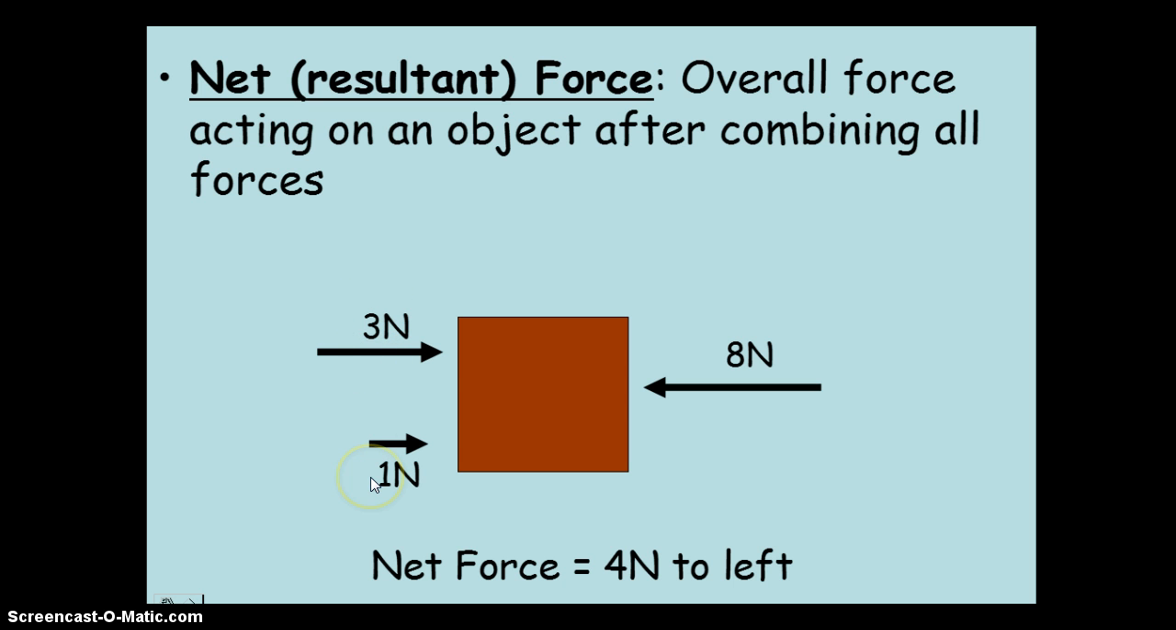3 plus 1 is 4, so we have 4 newtons this way, 8 newtons this way. Well, which one is stronger? That would be our 8 newtons. 8 minus 4 is 4. That would be our net force. And because it is stronger on this side, our object is going to be moving to the left.